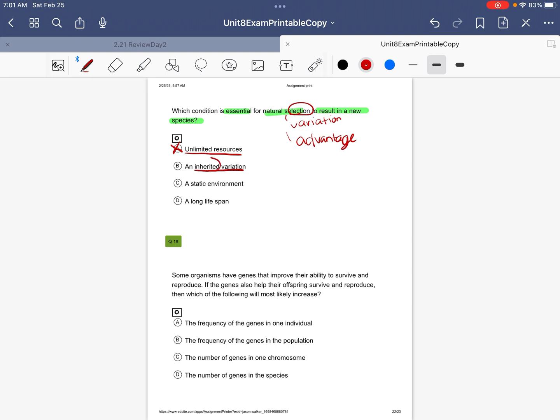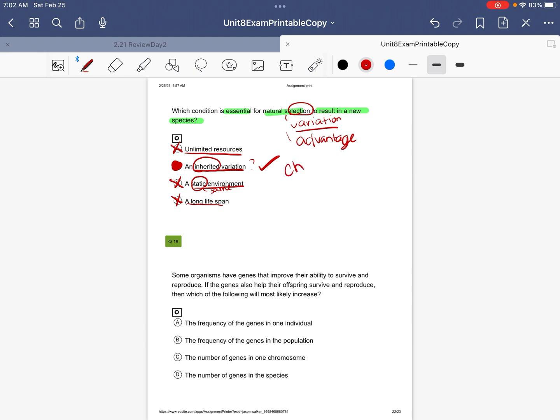Inherited variation. So remember, inherited means that your parent can pass down the trait. I mean, we do see a word here. Static environment. We might have not known what static meant, but it means it stays the same. In natural selection, nature is not consistent. It is going to change. So we know that one will not be correct. And a long lifespan. We haven't discussed how long animals lived affecting natural selection, so that would not be the best answer. Yes, definitely an inherited variation.